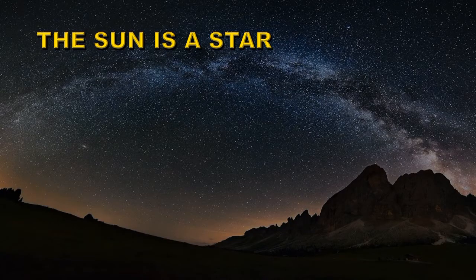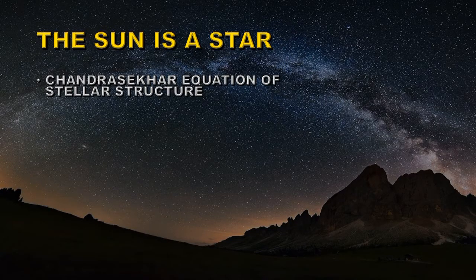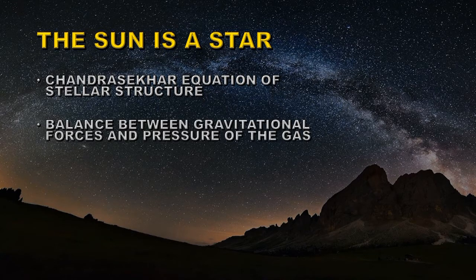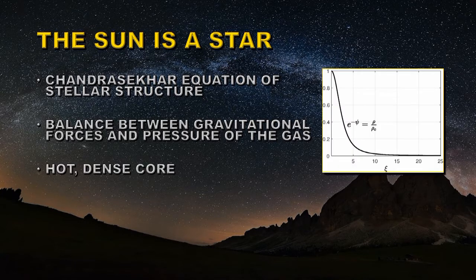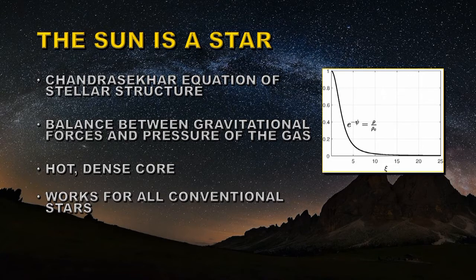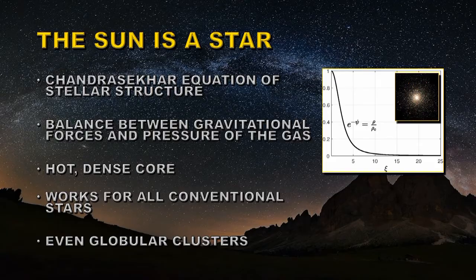As we learned in earlier videos, the sun is a star. Many years ago, an extraordinarily talented Indian mathematician called Chandrasekhar derived an equation for stellar structure. He balanced the forces between gravity, which was trying to crush the star into a small volume, and the outward pressure of the hot gases in the core of that star. And he came up with an equation that determined that we had a hot, dense core and that the density fell off exponentially as a function of the percentage of the radius of the star. It works for all conventional stars. It even works for globular clusters.